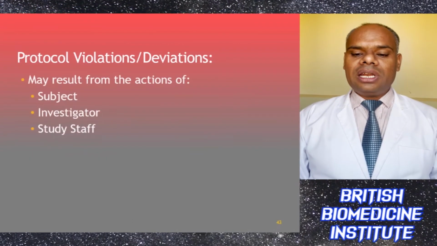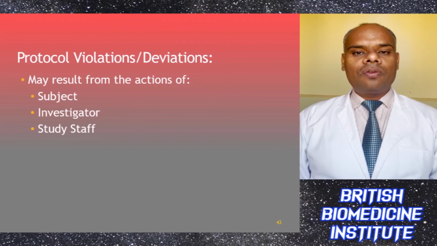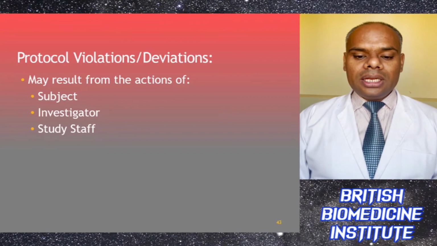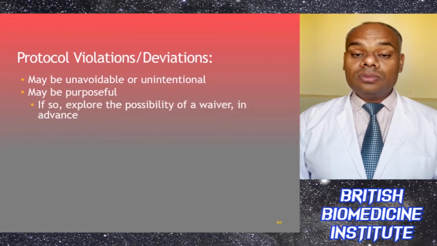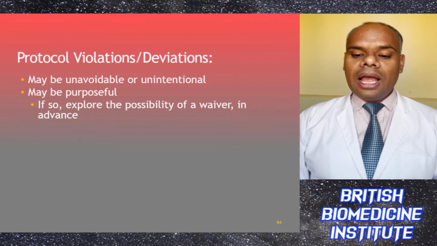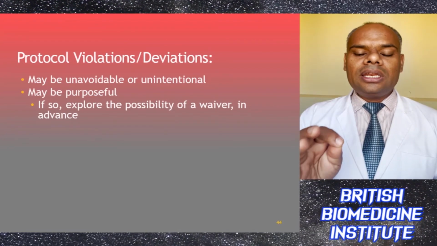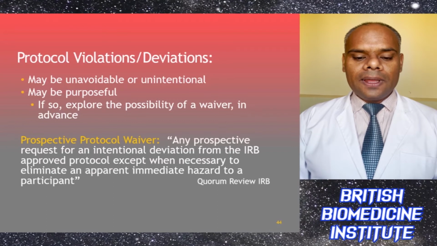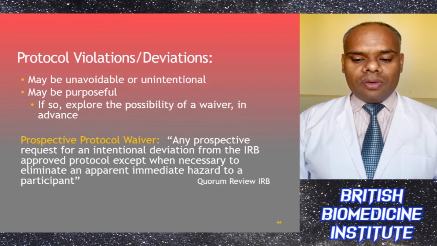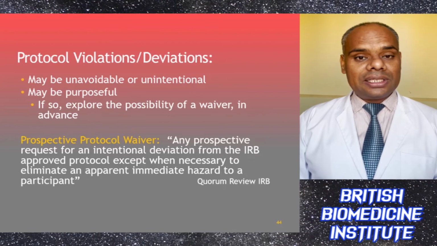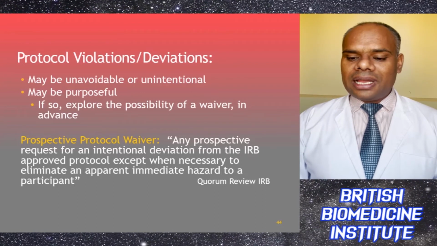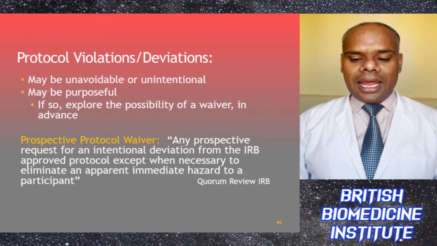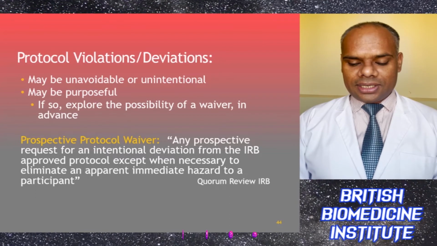So, protocol violation and deviation can result from the actions of subjects, investigators and study staff. It can be unavoidable or unintentional, or it may be purposeful. If so, explore the possibility of a waiver in advance. So in accordance with Quorum review, or we can say IRB, a prospective protocol waiver can only be possible for a prospective request for an intentional deviation from the ethics committee approved protocol, except when necessary to eliminate an apparent immediate hazard to the participants.